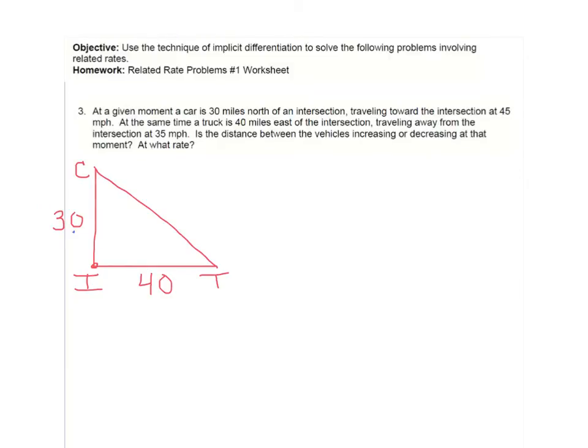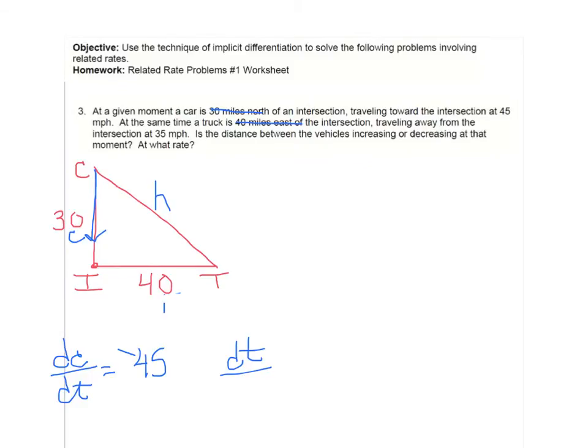And I'm going to call this side C and this side T. And then I'll just call this side H for hypotenuse. Okay, so we use the 30. We use the 40. So the car is traveling at 45 miles per hour. So dc/dt is 45. But because it's traveling towards the intersection, and the way I drew my picture, I'm going to make that the negative value because it's going down, or going south in direction.